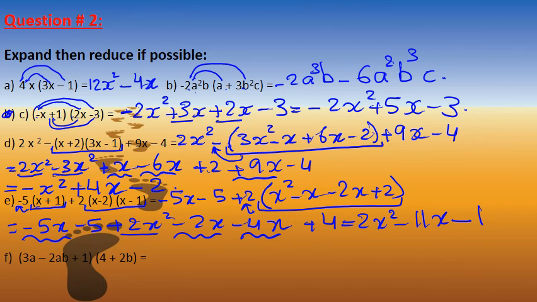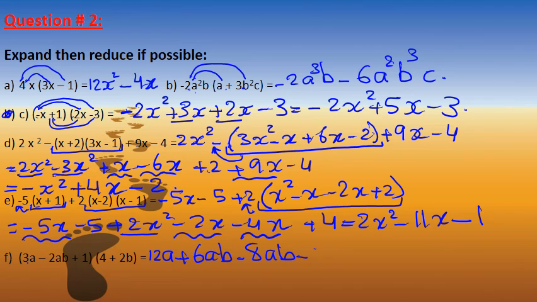Now we should multiply these two parentheses. 3a times 4 is 12a. 3a times plus 2b is plus 6ab. Minus 2ab times 4 is minus 8ab. Minus times plus is minus.